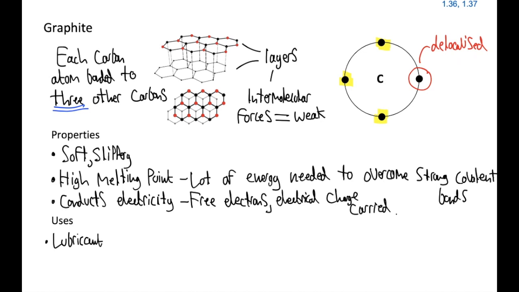Because graphite has the property of being electrically conductive, this means it can be used for things like electrodes, and I guess for other materials which are required to conduct electricity.